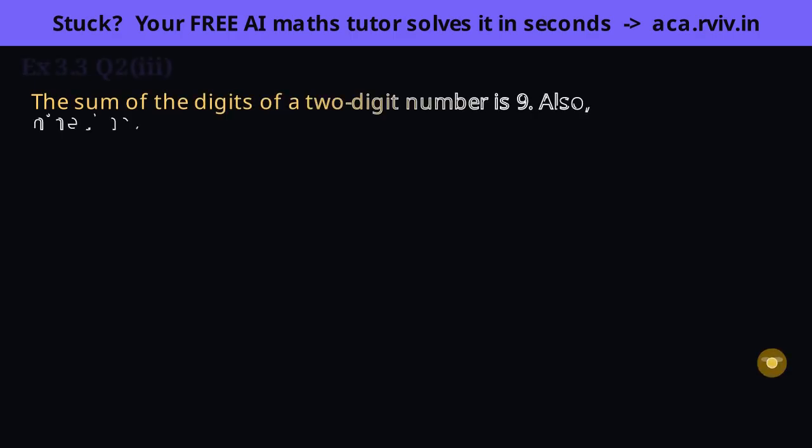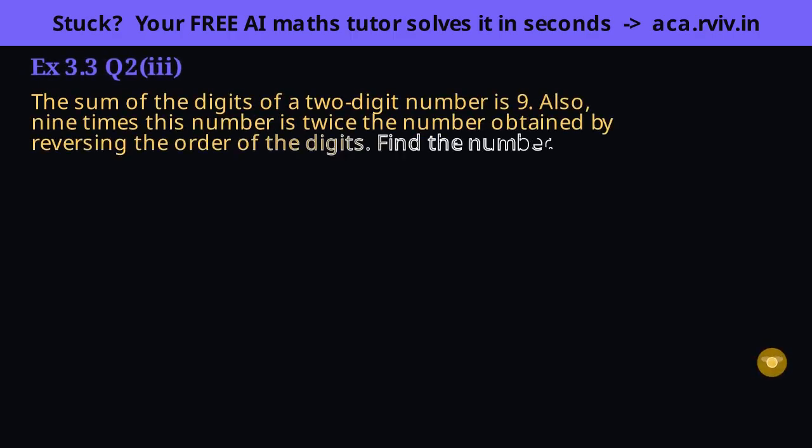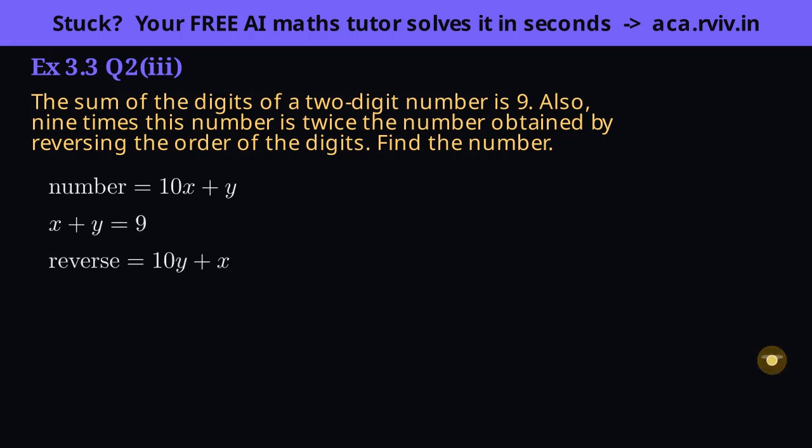Place value makes reversing digits into algebra. Setup: write the number with place value. 10 times the tens digit plus the units digit. Digit sum is 9. The reversed number. 9 times the number is twice the reverse.